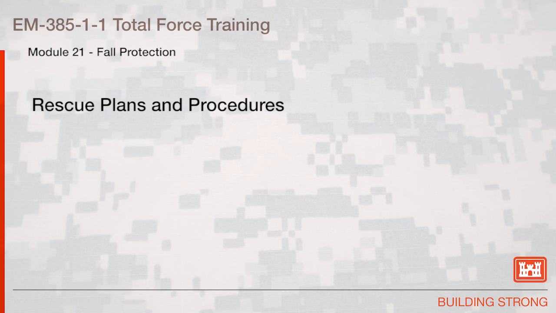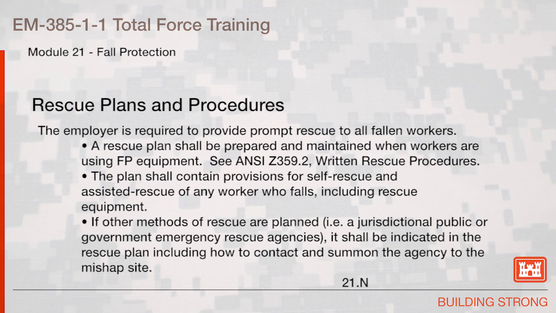Rescue plans and procedures. The employer is required to provide prompt rescue to all fallen workers. A rescue plan shall be prepared and maintained when workers are using fall protection equipment. See ANSI Z359.2, Written Rescue Procedures. The plan shall contain provisions for self-rescue and assisted rescue of any worker who falls, including rescue equipment.